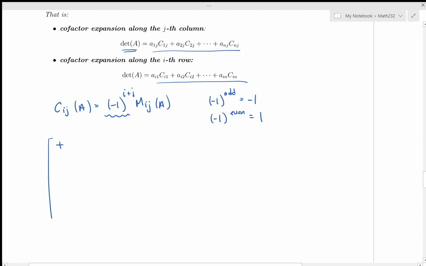This one is always going to be positive. Why? Because right there, for this entry, i equals 1 and j equals 1. 1 plus 1 is 2, and -1 to the 2 is 1. And so similarly, this will be minus, plus, minus, and it will continue across like that.